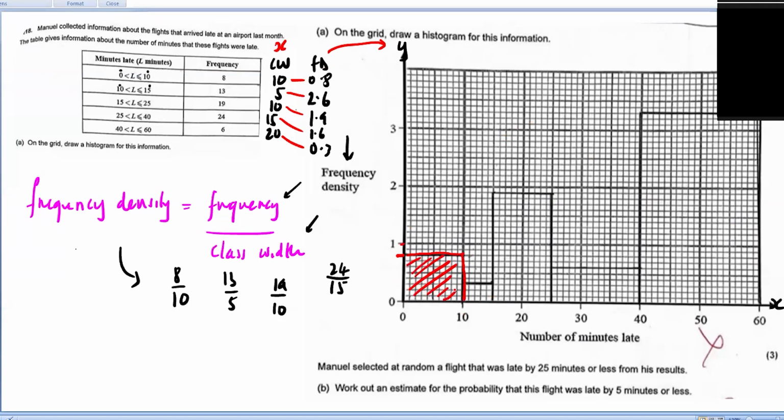And the next one, the class width is 5, so 10 to 15. And the frequency density is 2.6. So we're going to go up 1, 2, that's 2.5, and that's 2.6. You see that? So the width of 5. Let me know in the chat if that makes sense. So that's our next bar.